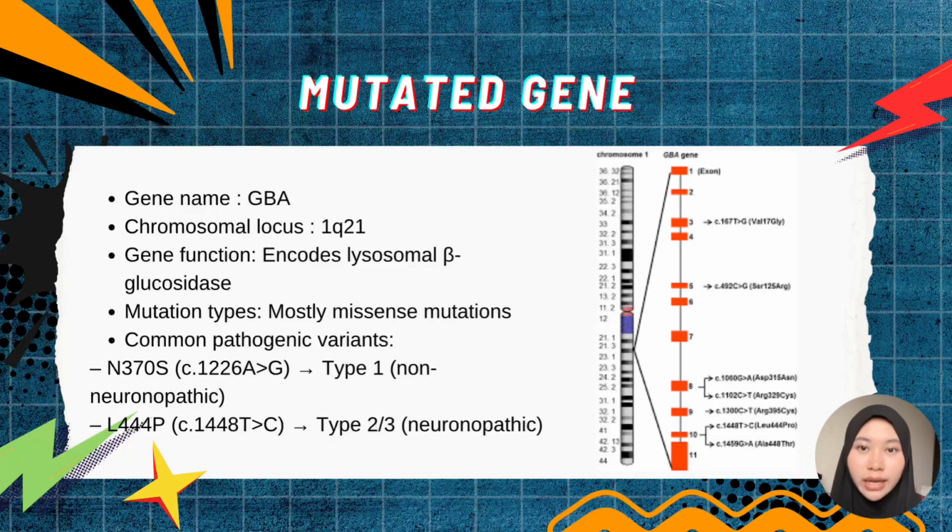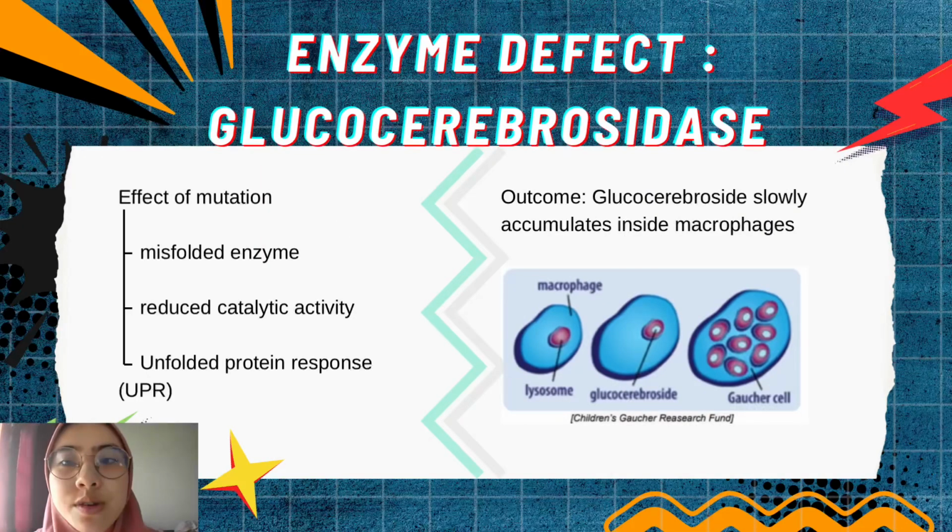A common mutation like N370S is named as Gaucher disease type 1, so the non-neuronopathic means that the mutation does not affect the brain. As for L44P, which is associated with Gaucher disease type 2 and type 3, neuronopathy means that it involves the brain.